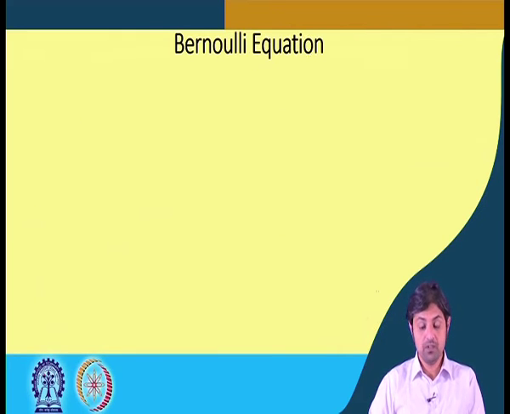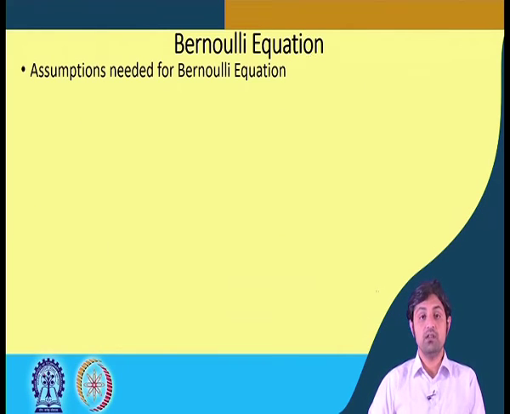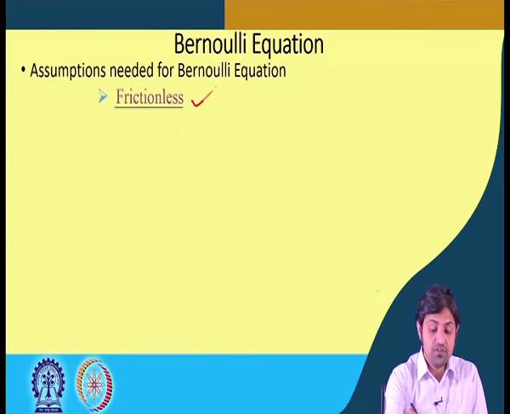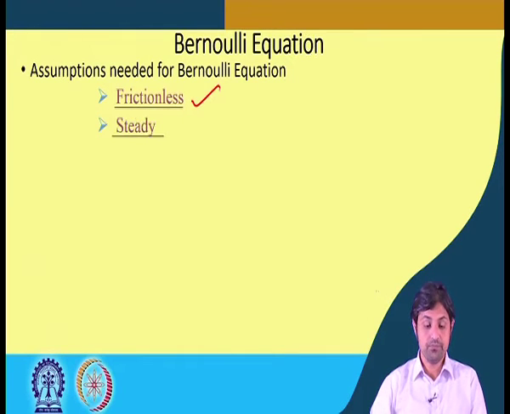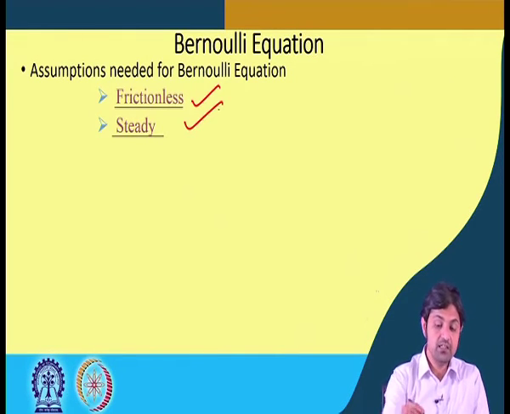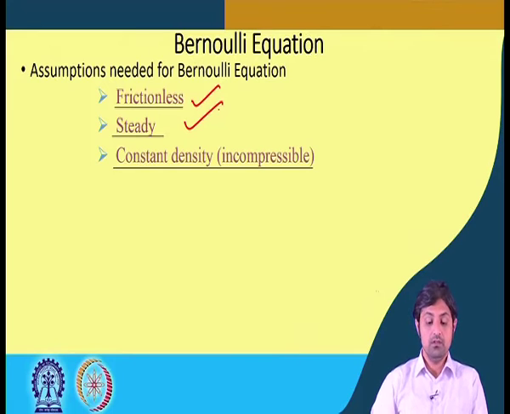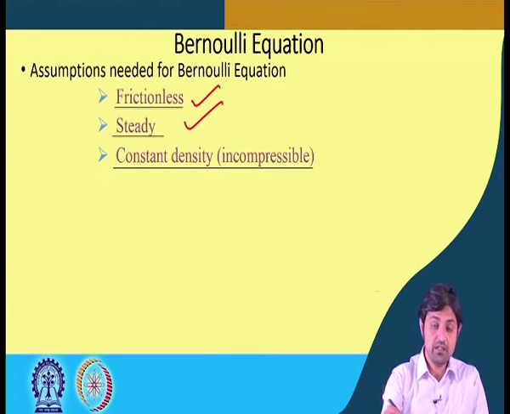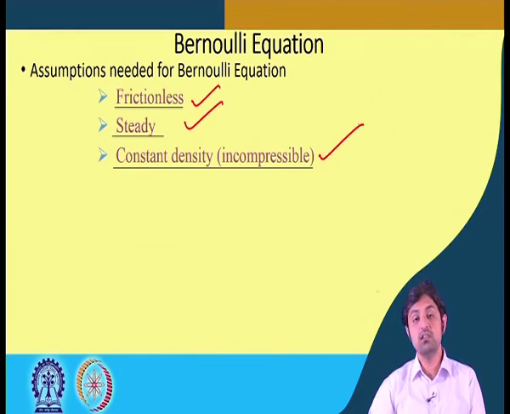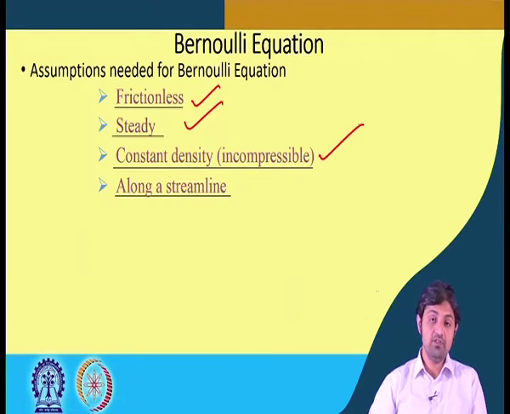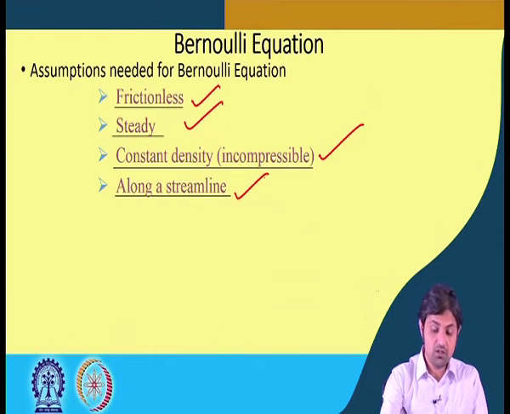Okay. Now the Bernoulli's equation, the assumptions that are needed for Bernoulli's equation. What have we assumed? The flow was frictionless, the flow was steady. The final equation that we have derived, we have assumed constant density, that means the flow was incompressible, and we have done it along a streamline.